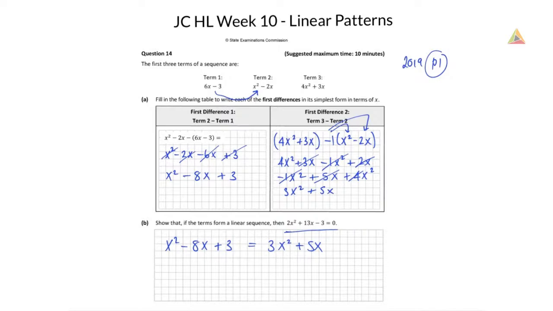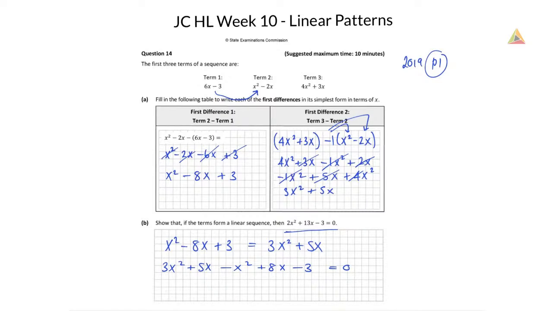So if we brought everything over to one side, so I want to bring all of this over to this side. So when I do that, it's going to be 3x squared plus 5x minus x squared plus 8x minus 3 equals 0. So I'll just explain what I'm after doing there. I'm after bringing all of these terms over to this side. So this became a minus, this became a plus and this became a minus.